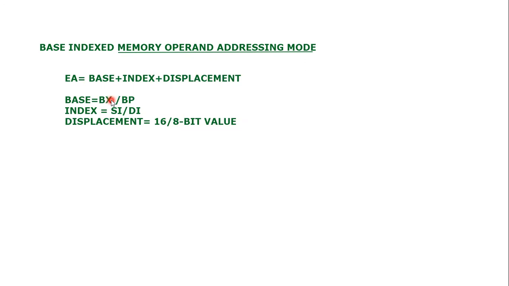So the base value will come from BX or base pointer, as we have discussed in the base addressing mode. The index value we will take from SI or DI register, that is source index or destination index register, as we have discussed in simple index memory operand addressing mode. And displacement would be given in the instruction, either 16-bit or 8-bit. Let's go to an example and check how it is different from base mode or index mode.